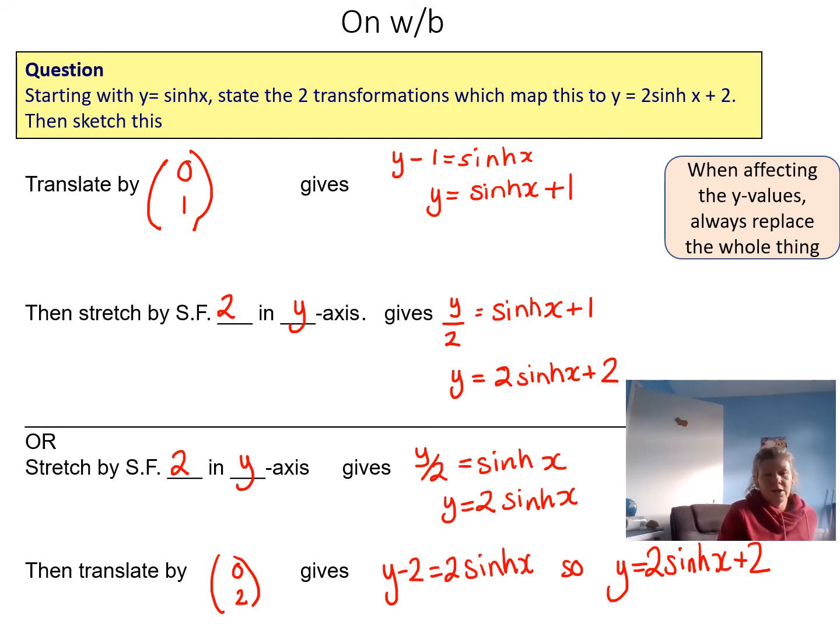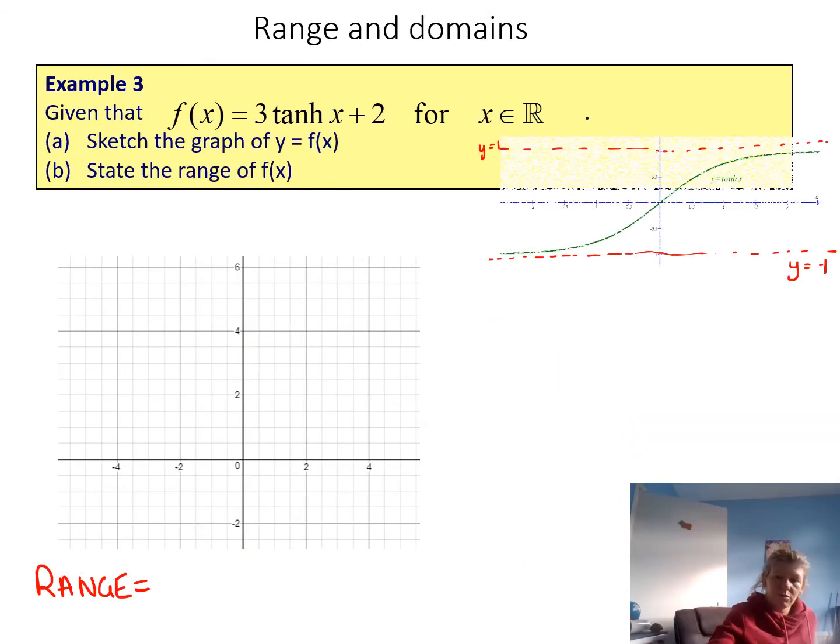So on the first one, if you translated first, you had to be really careful. If you'd stretched first, then you'd not be too careful. Right, having done that, we have now got range and domains of transformed items. So given that f of x is 3 tan x plus 2 for x is real, here we've got a stretch in the y and an add. We're translating y, so we have to be careful. So which one's best to do? It's best to stretch first, really, when you've got a y one.